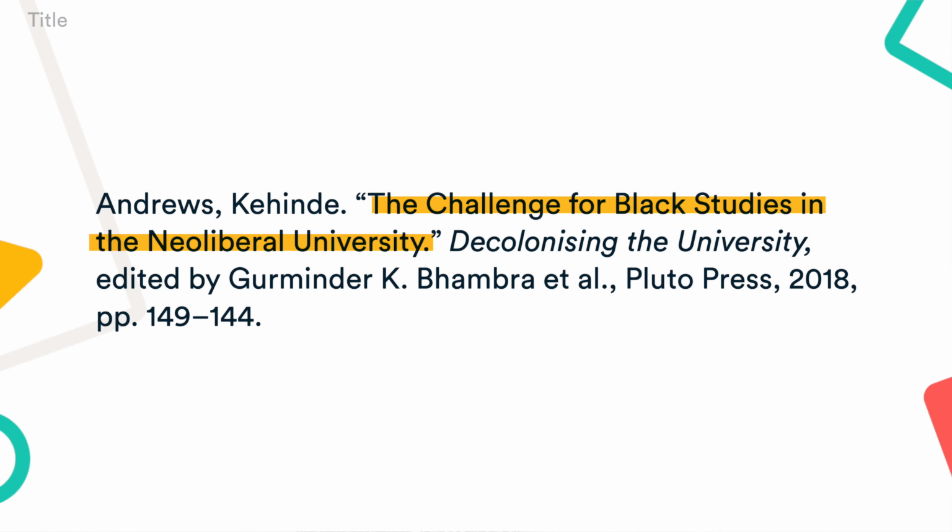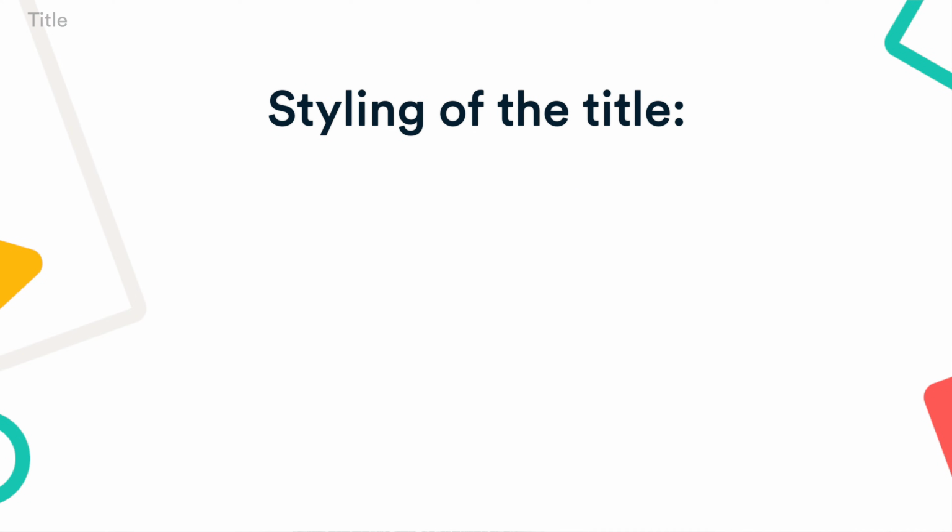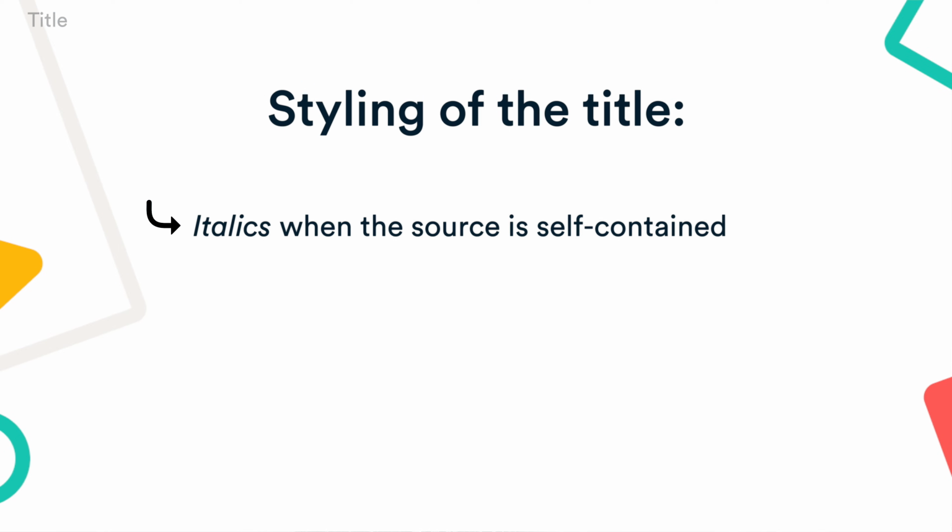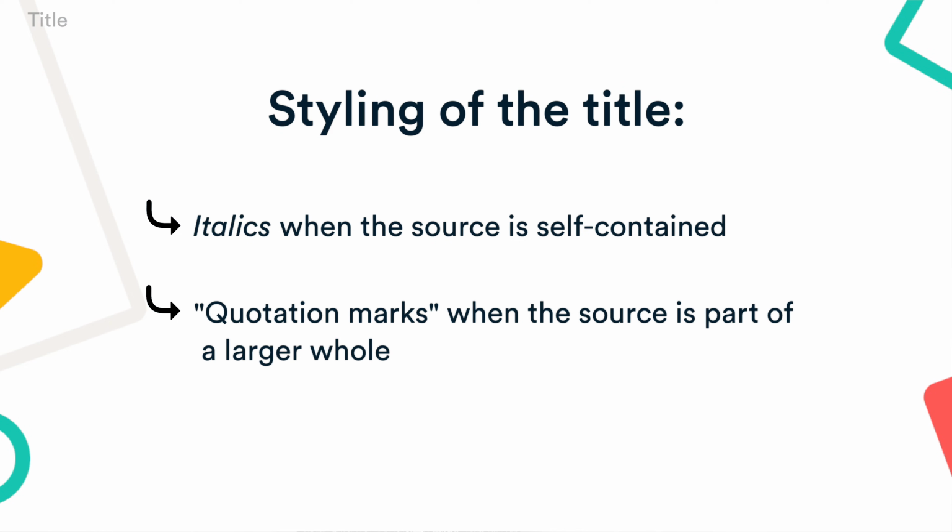Always include the full title of the source, including subtitles in title case. The styling of the title depends on the type of source. Italics when the source is self-contained, for example, a whole book, movie, or website. Quotation marks when the source is part of a larger whole, for example, a chapter of a book, a page on a website, or an article in a journal.